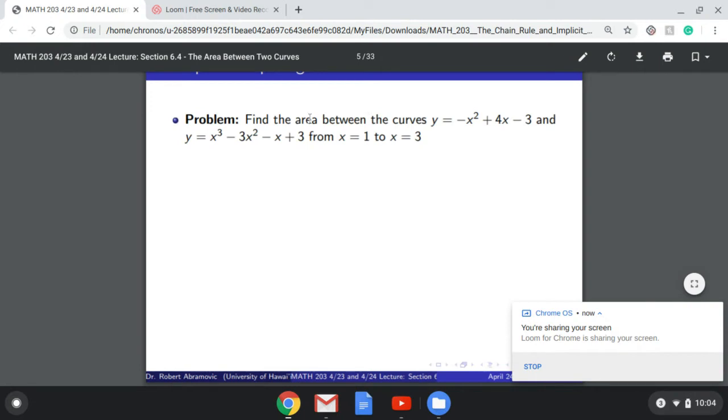So let's see what happens. Let's find the area between the curves. y is minus x squared plus 4x minus 3. That's the top curve, or the red curve. And y is x cubed minus 3x squared minus x plus 3. That is the bottom curve, which is a cubic.